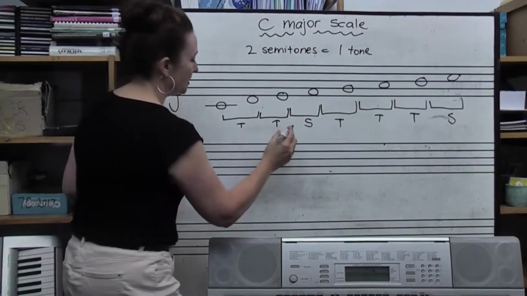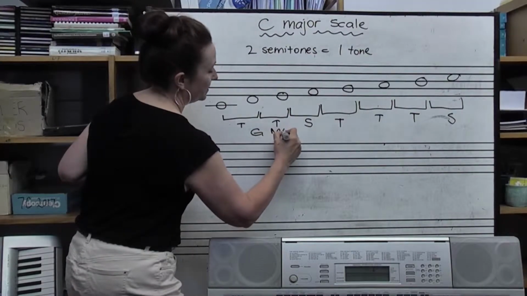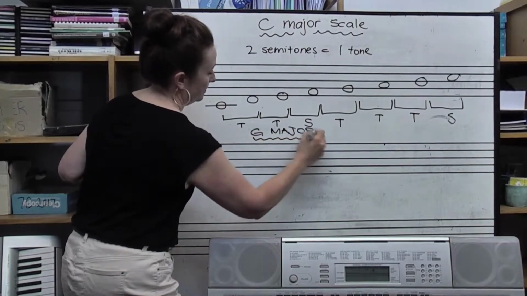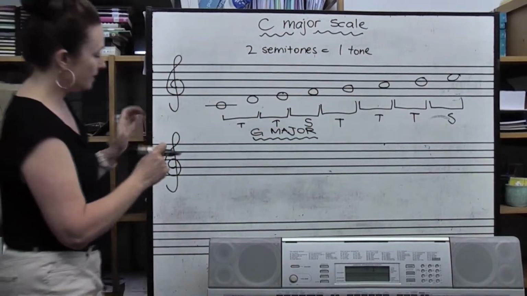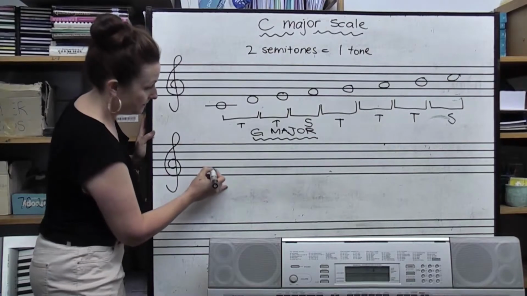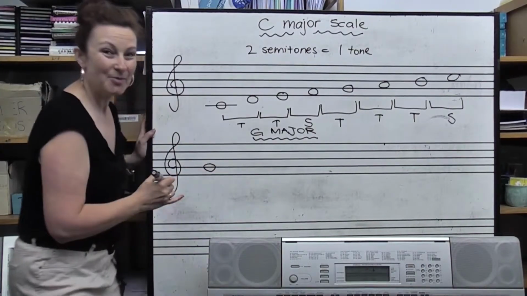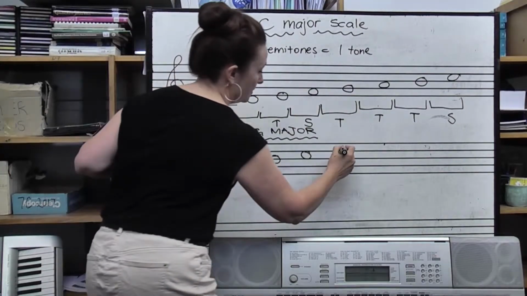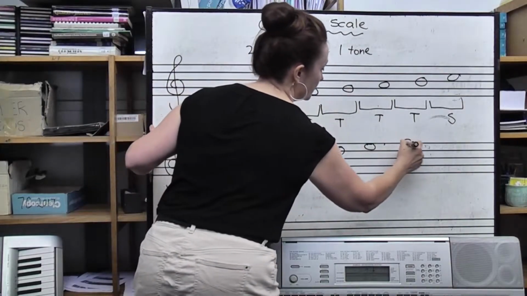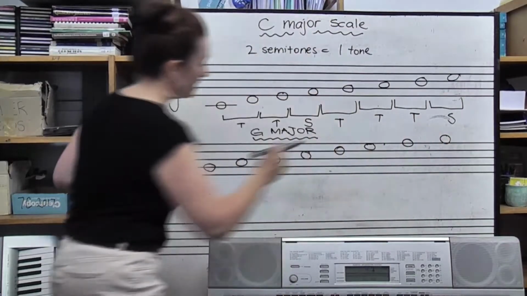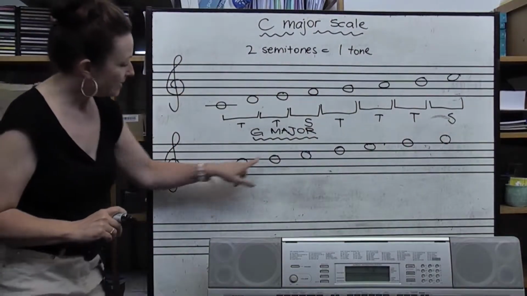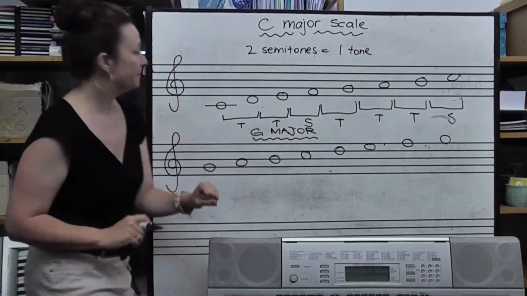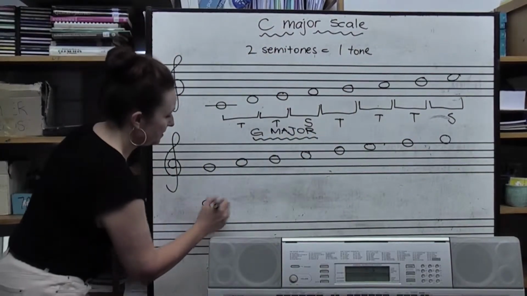Let's do a G major scale. So we'll start on a G, because you always start on this note. And we're going to go up 8 notes. 1, 2, 3, 4, 5, 6, 7, 8. Just a reminder that it goes line, space, line, space, line, space, line, space. And we'll just write those notes in for you.